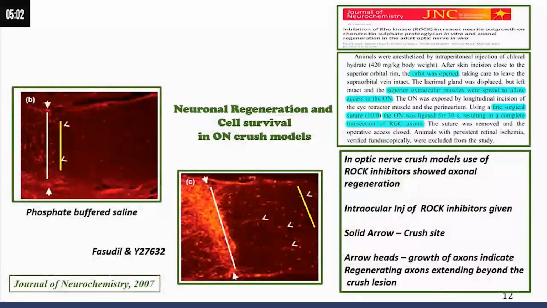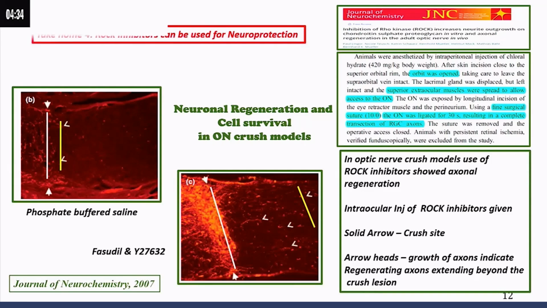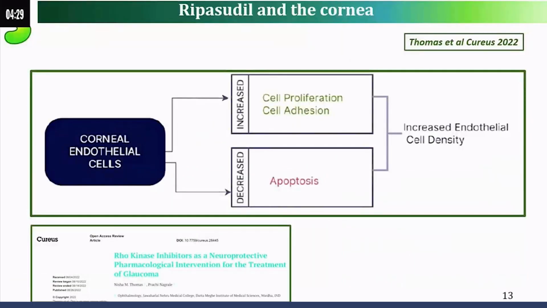Now coming back to ocular tissues, what has been seen is if you use the optic nerve crush model, for example, you damage the optic nerve and then you apply placebo in one group and ROCK inhibitors to the other group. In the placebo group, there is hardly any neuronal regeneration. Whereas if you look at the use of ROCK inhibitors like Fasudil, there is a large amount of neuronal regeneration, and thus the take home 4 is that ROCK inhibitors can be used for neuroprotection.